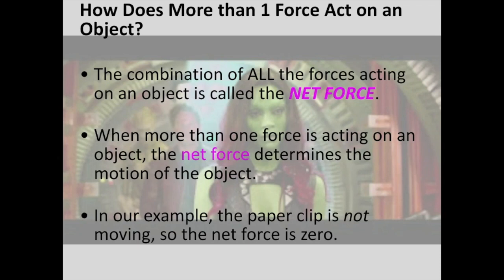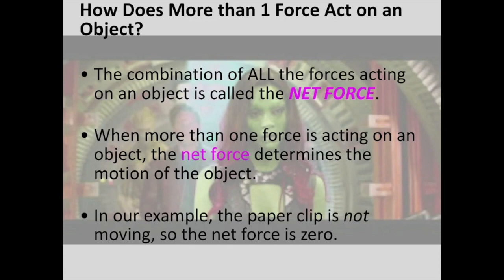So now think back to our example of the paper clip and the magnet that I showed you. The paper clip and the magnet didn't move. Therefore, the net force was 0. And this is because all the forces that were pushing and pulling on the paper clip and the magnet were in opposite directions and canceled each other out.